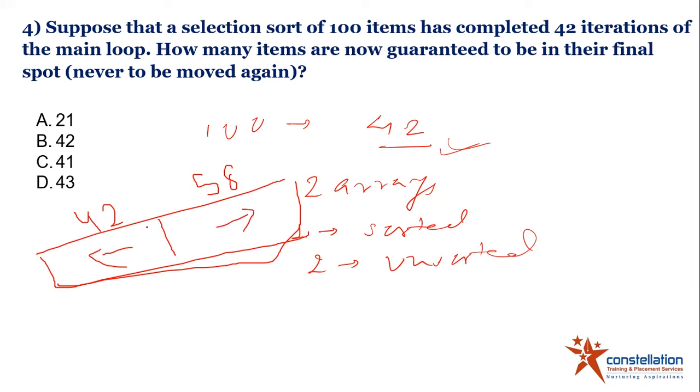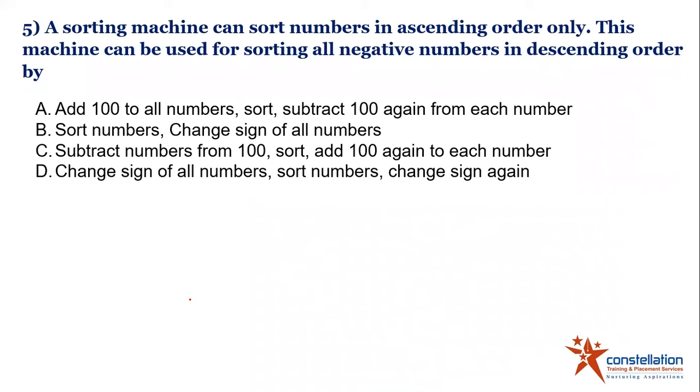These are the sorted ones. So how many items are guaranteed to be sorted? The answer is going to be 42. So that is the correct answer. And let us have a look at the last question for the day.